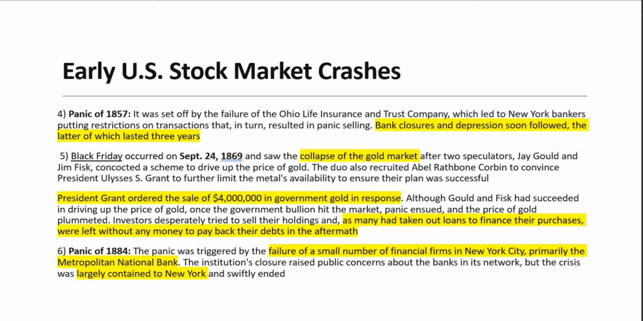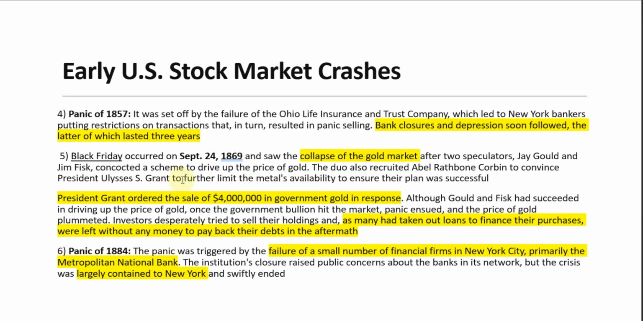Now, why did that happen? Well, we had two speculators, Jay Gould and Jim Fisk, and they concocted a scheme to drive up the price of gold. Then they recruited Abel Corbin, who convinced President Ulysses S. Grant. I mean, that's pretty bold to try to get a president to buy into something. But of course, as I say that, how many times has that happened in our recent history? People trying to collude with the president to shape the markets.